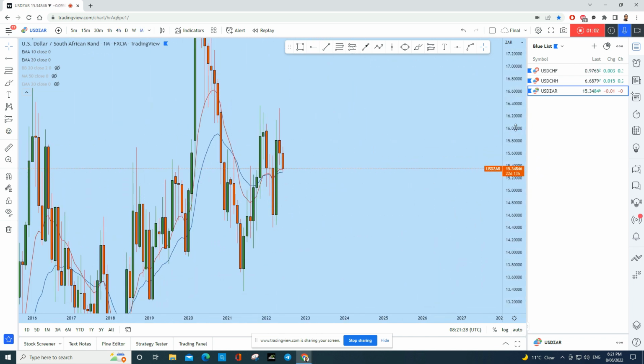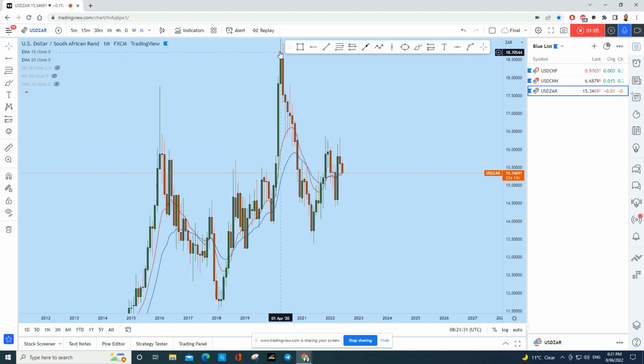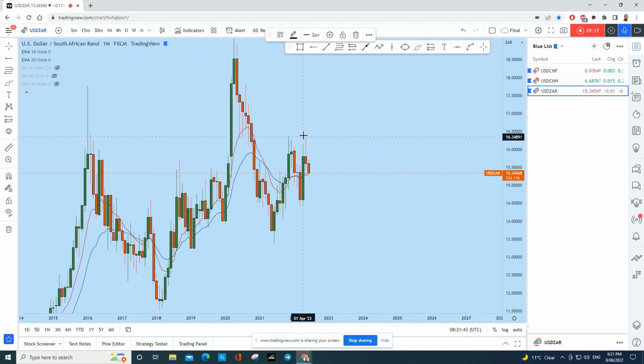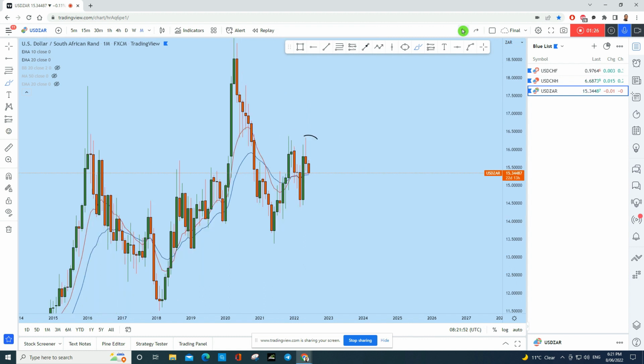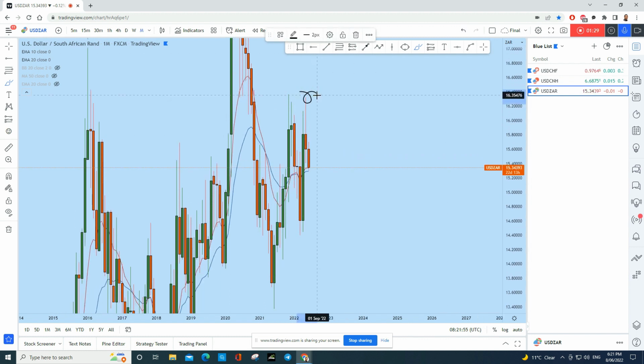Now USD ZAR on the monthly: after this bigger impulse on the monthly time frame, we saw a significant retracement to the upside. In this retracement, USD ZAR failed to create any new higher high. Instead, it has created a double top formation with a lower high on the right side. This is the right side, this is the left side. That means USD ZAR failed to create a new higher high, meaning we might see a slow push to the downside. So the higher time frame is showing a bearish move.